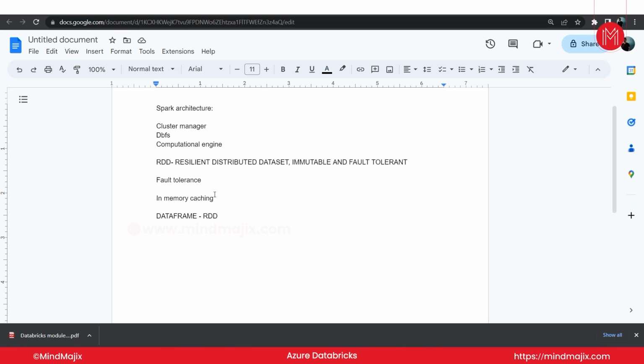We will cache it in memory and then use it. So that's about in-memory caching. Then coming to fault tolerance. So for fault tolerance, it provides fault tolerance by using the RDD distribution.